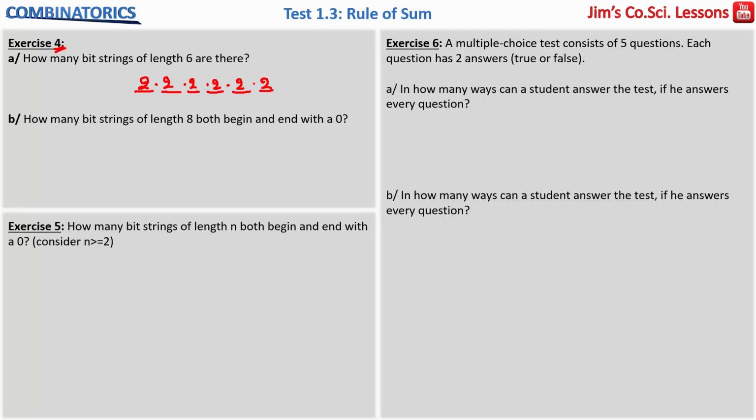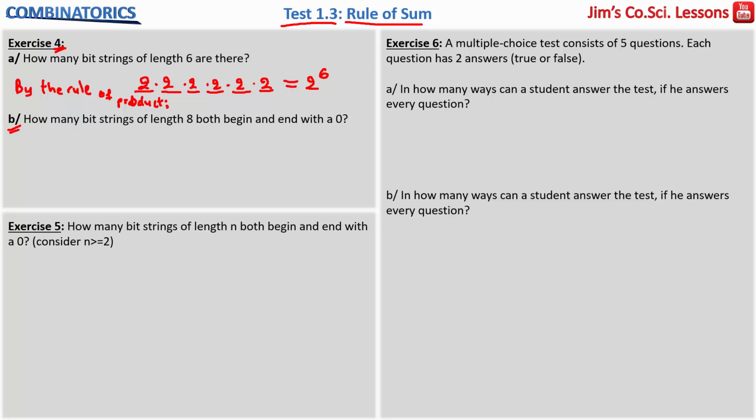And by the rule of product, by the way, I want to say something to you. In these exercises, in our tests, the exercises cover everything we have learned so far. This test is not only for the rules of sum, but also for everything we've learned so far. So it is 2 to the power of 6. Okay, let's go to the second part.